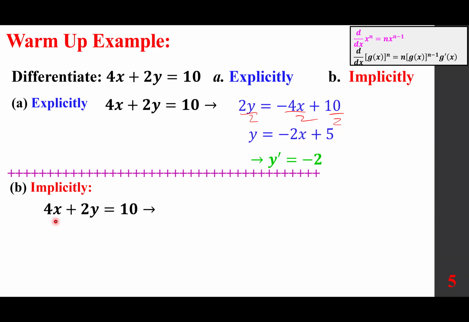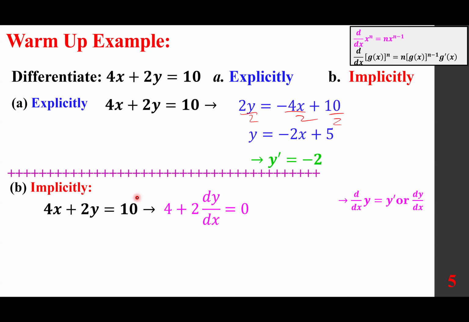Implicitly, that means differentiate as it's given. So what is the derivative of 4x? It is 4. But what about 2y? y is like g of x. The derivative of g of x is g prime. The derivative of y is y prime, or dy/dx. So this is 4. This is 2 dy/dx, or y prime. Any number results in 0 when you differentiate.